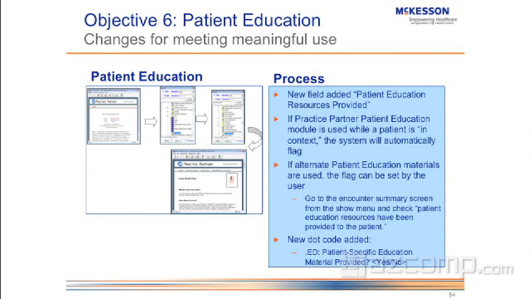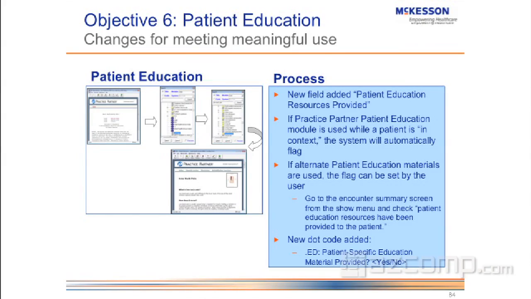If you're using an external patient education resource, then there is going to be an item that you're going to need to use. So there's going to be a new dot code added. So .ed: "patient-specific education material provided," and then you'd be able to click yes or no, and that would be a way that you can get credit for using an external patient education material right there. So through that dot code.